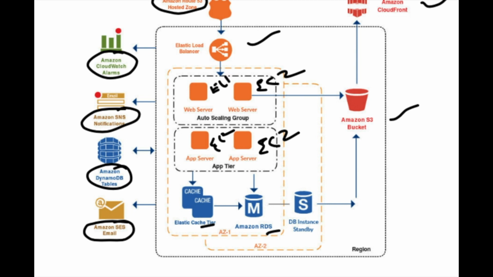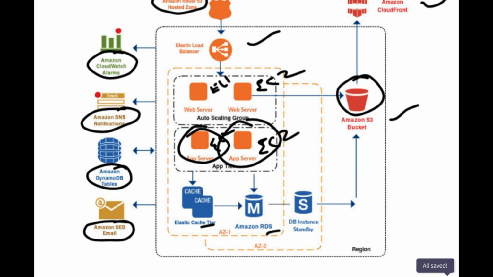So we have Nginx running in the web server. Web servers are the EC2 machines, and from the EC2 machines, the request goes to the S3 bucket if the request is for an asset like images or CSS files. But in case the request is about computation, about any calculation, then it goes to another EC2 machine, which is the app server.